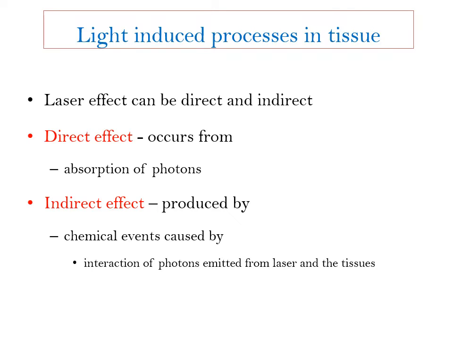Generally, the laser effect can be direct or indirect. The direct effect occurs from the absorption of photons directly, whereas the indirect effect is produced by the chemical event that is created due to the interaction. So the interaction of photons emitted from the laser and the tissue could also affect the tissue, and that is the indirect effect.